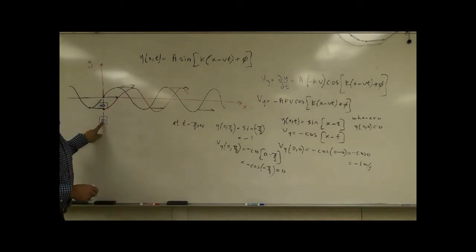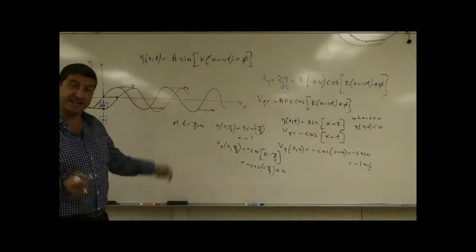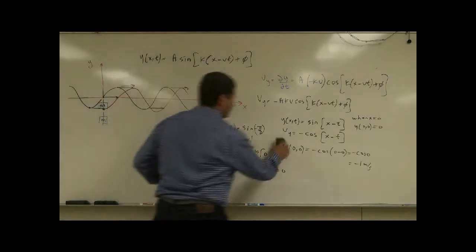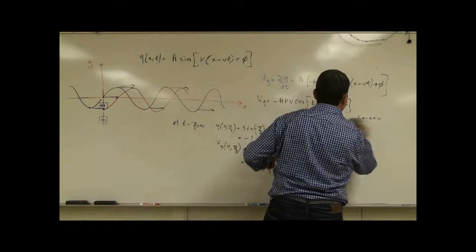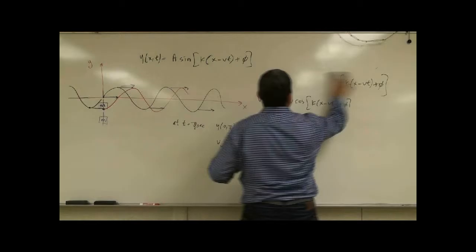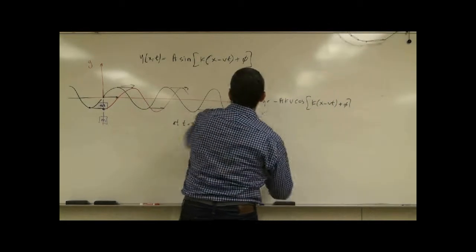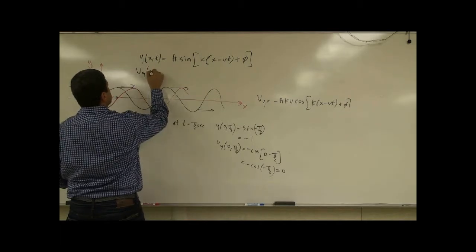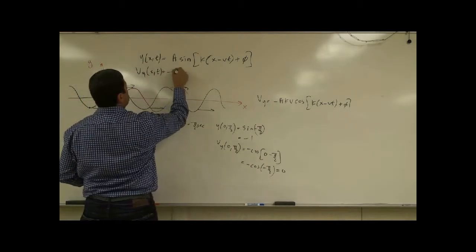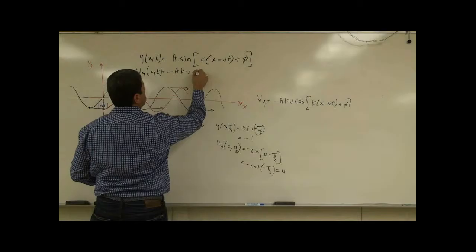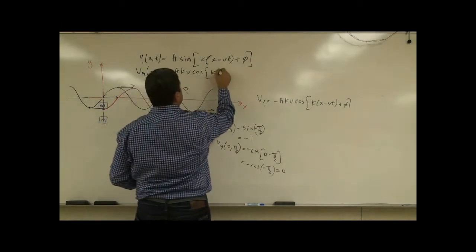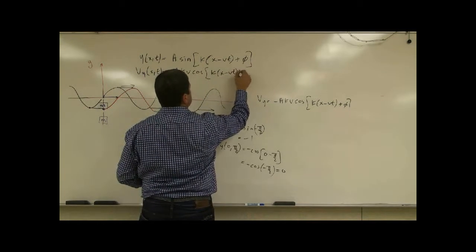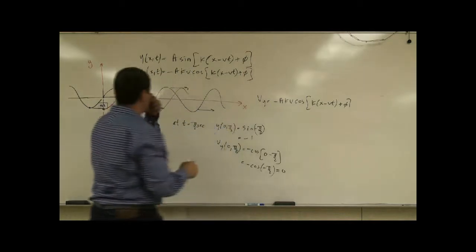not moving, right? How about at pi seconds? So now you can kind of see the generalization. Let me just write the general equation for V sub y over here: negative AKV cosine of (kx minus vt plus phi), right?